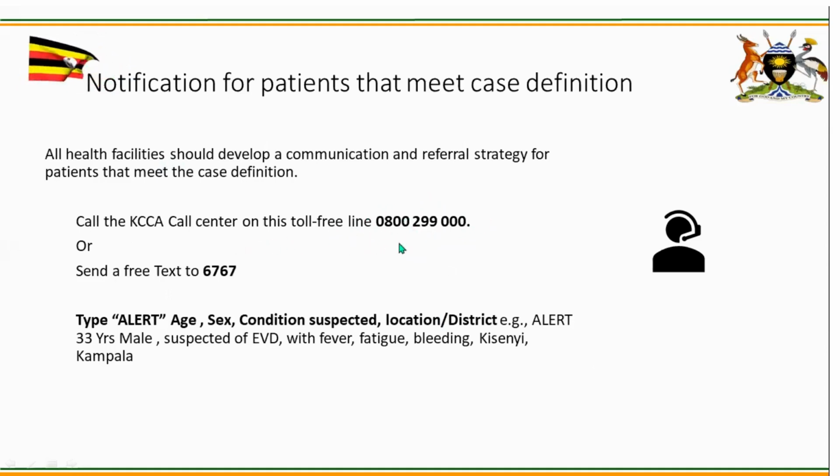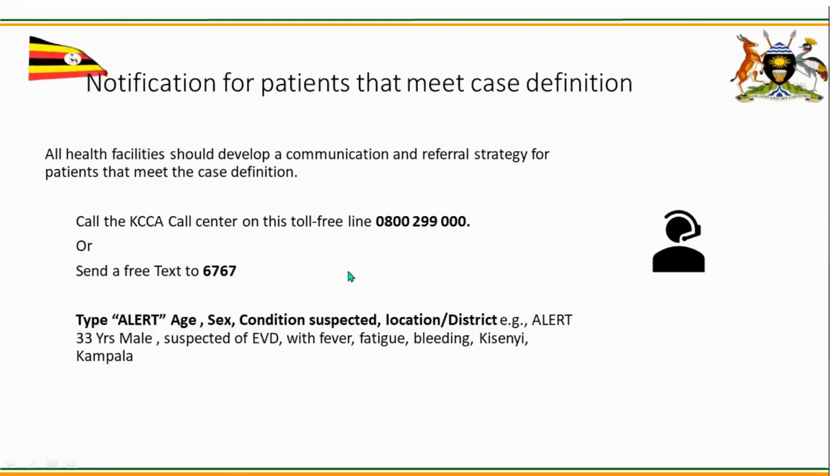So this is a toll-free number. You just need to dial it and you will not be charged. Same with a text. You can send a text to this number and they can call you back. To activate and alert them, you type alert, and then the age, the sex, the condition of the suspect, the location, the district. But overall, if you have a phone, just signal KCCA through the toll-free number. There are also two WhatsApp numbers I will share afterwards, if someone likes to WhatsApp the KCCA.